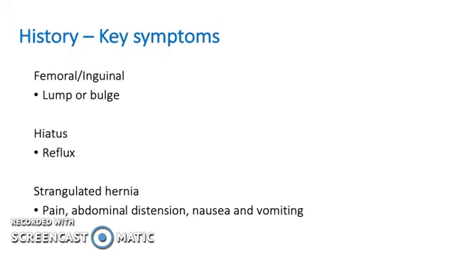In the history about the hernia, you have to ask for specific symptoms. For femoral or inguinal, is there a lump or bulge? Hiatus, do they get some reflux? And strangulated hernia, which would be a medical emergency, do they have pain, abdominal distension, nausea and vomiting?